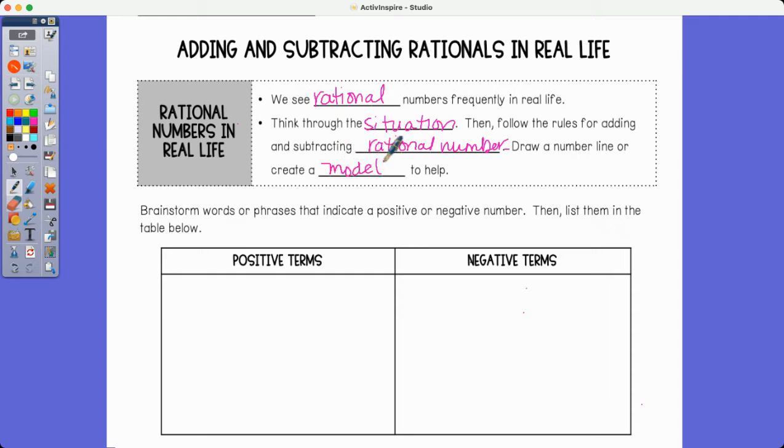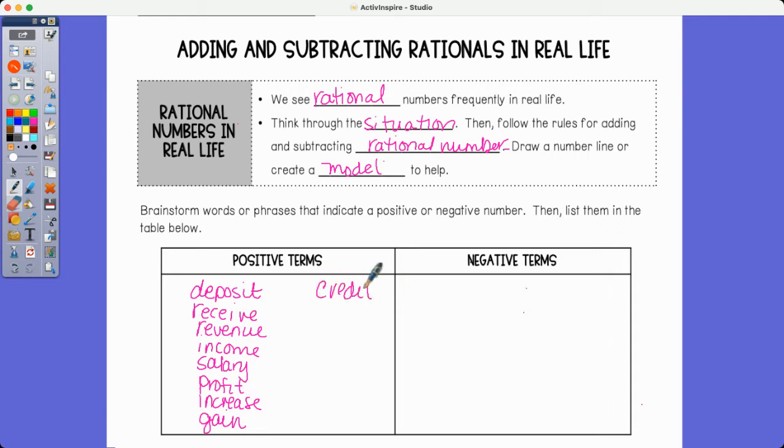So we're going to brainstorm some positive words and negative terms that could mean rational numbers. Some positive terms I think about are deposit. I like it when checks get deposited in my account. Receive, revenue, income, salary, all these things, positive, make me very happy. Profit, increase, gain, oh, wonderful words. Credit, all that.